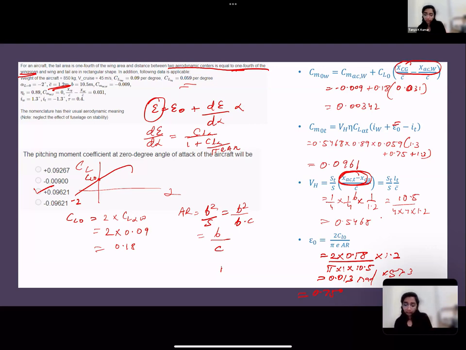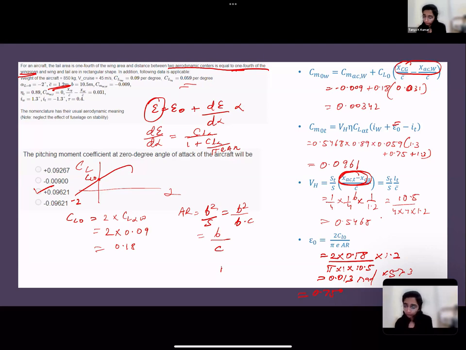So here you can see your CM naught value you've gotten is positive. Both the cases it's positive. And that is another reason why it's, yeah, I'm not very sure why. Did we make a mistake anywhere? Not really. So it's just that assumption that we made. So the closest option is 0.096. Let's just go with that. Okay.